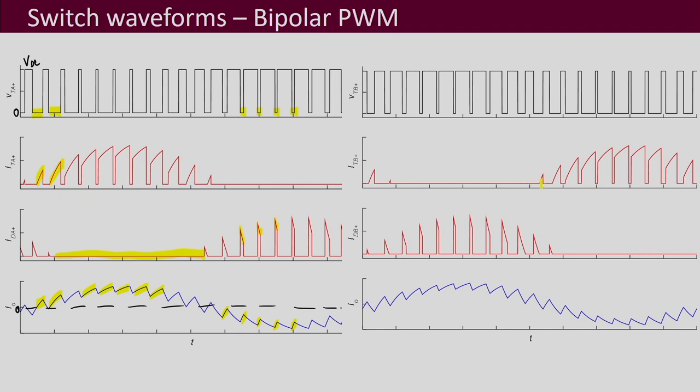Now TB plus conducts when the current is negative, and that is what we see here, that during these intervals the current is negative, and that is when we see TB plus, whenever it is on, carrying the current. And when the output current is positive and the switch is turned on, we see that the diode DB plus is carrying the current. And so this is finally the shape of the current waveforms through the devices. Similarly, you can also see the voltage and current waveforms across the rest of the devices.